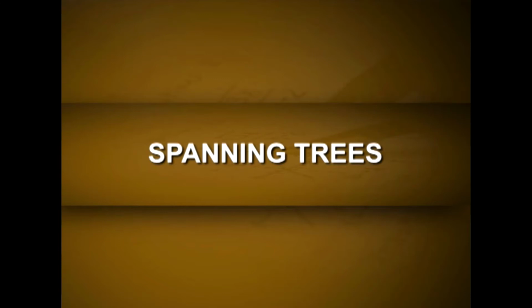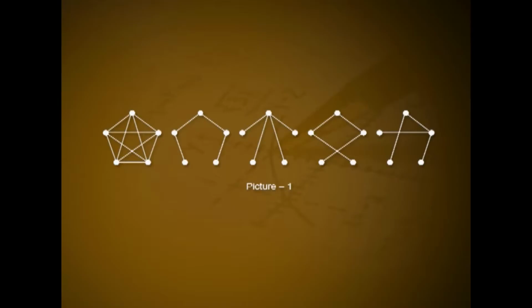Spanning trees. Definition 1. Let G be a simple graph. A spanning tree of G is a subgraph of G that is a tree containing every vertex of G. Large and complex graphs may have many spanning trees. The figure shows the complete graph K5 and several possible spanning trees.